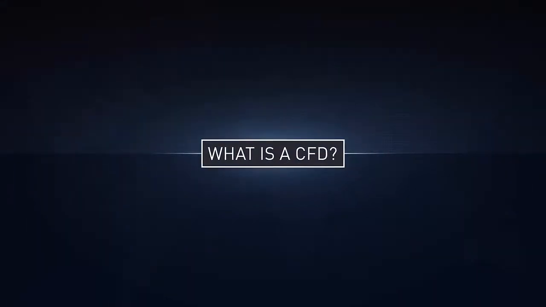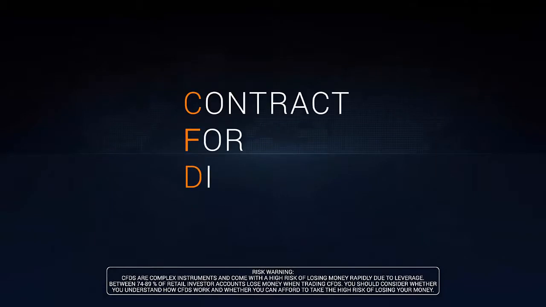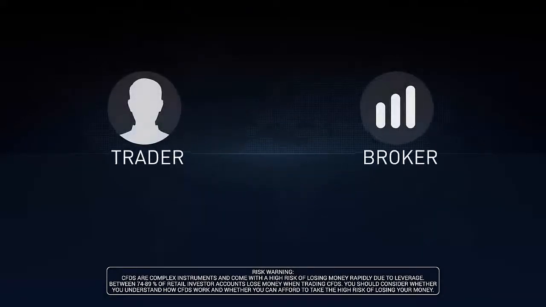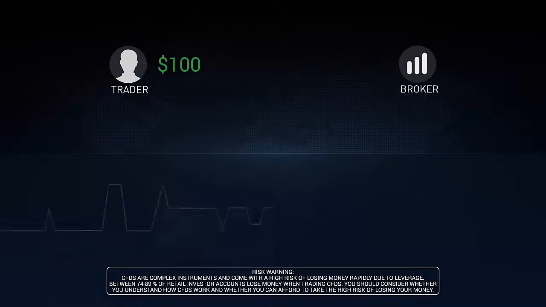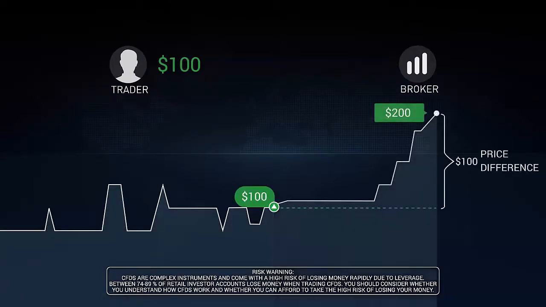What is a CFD? CFD stands for a contract for difference. The trader and the broker agree to exchange the difference in price of an asset at the beginning of the contract and at the end of it.